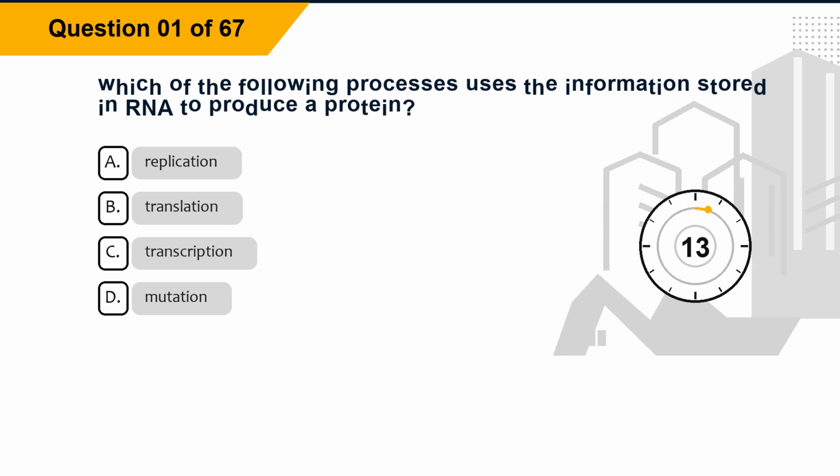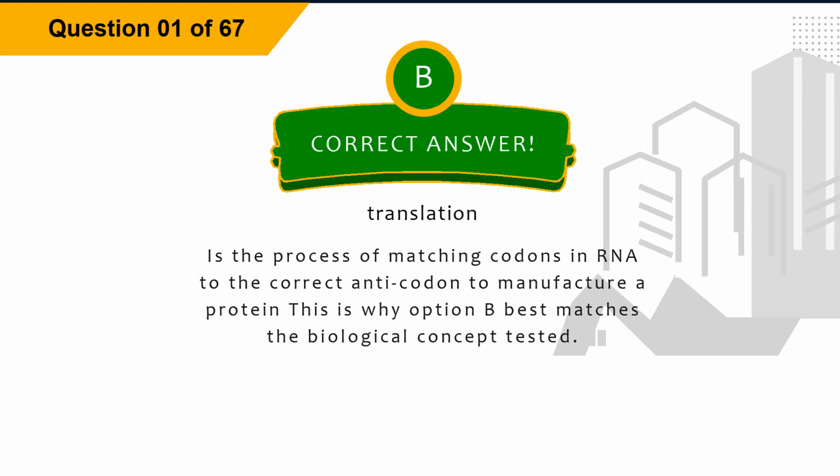Question 1. Which of the following processes uses the information stored in RNA to produce a protein? Option A, replication. Option B, translation. Option C, transcription. Option D, mutation. The correct answer is option B, translation. Explanation. Translation is the process of matching codons in RNA to the correct anticodon to manufacture a protein. This is why option B best matches the biological concept tested.